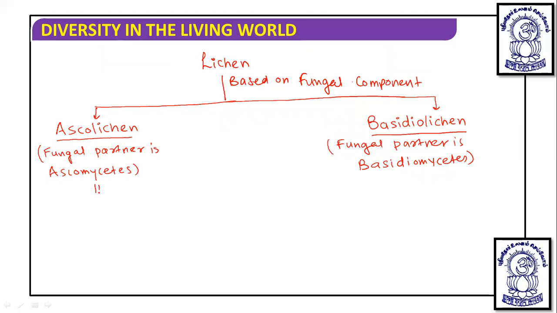Now, if we talk about ascolichen in more detail, it is known that in ascolichen, mostly the algal partner is green algae.